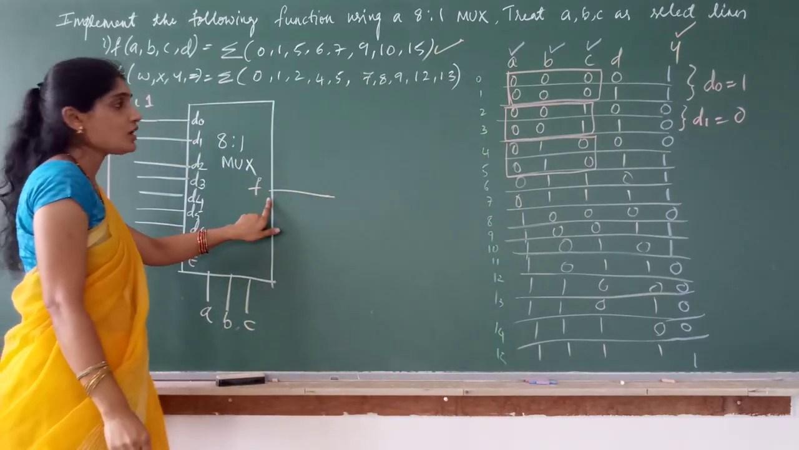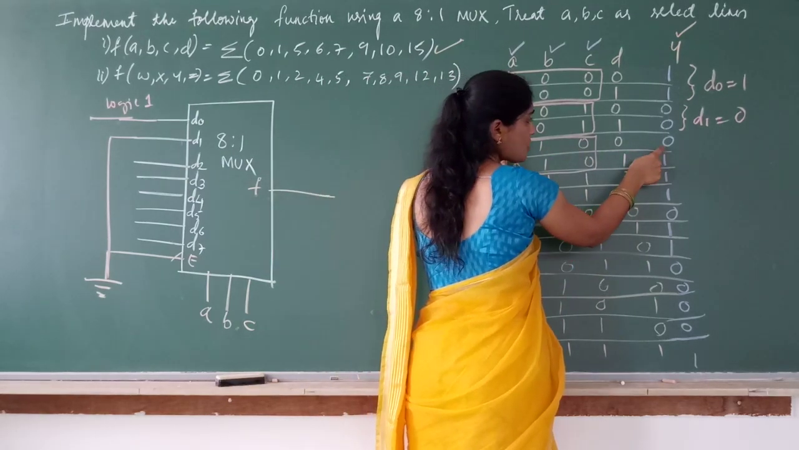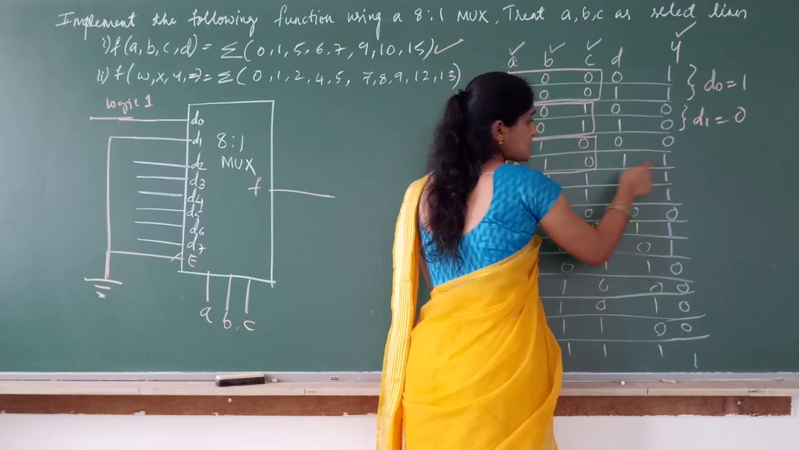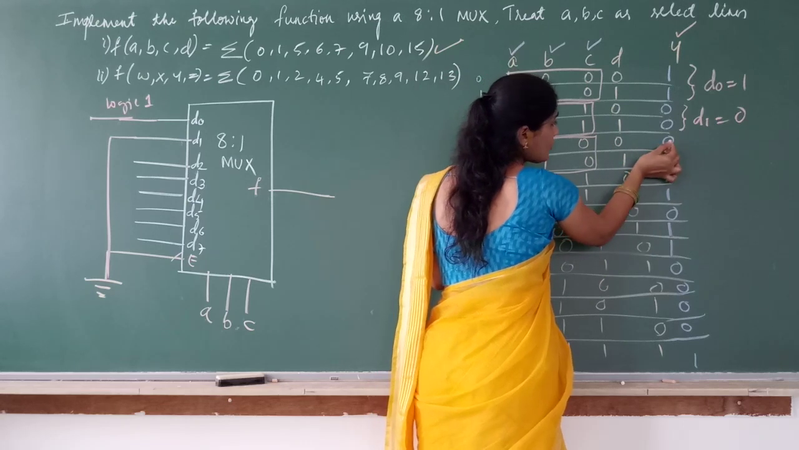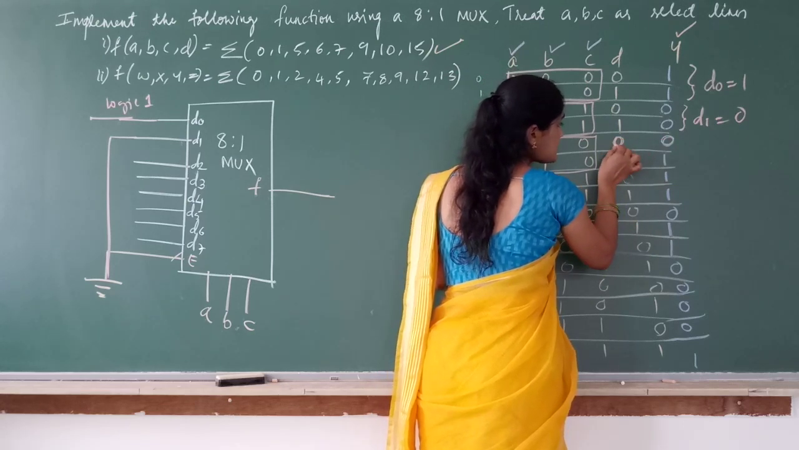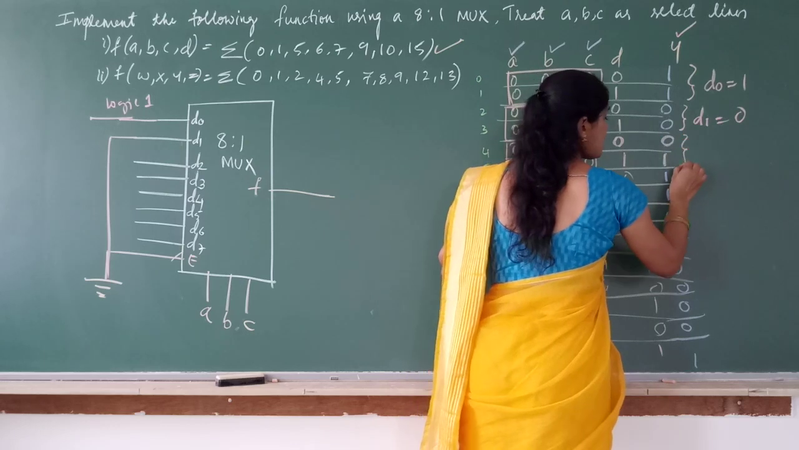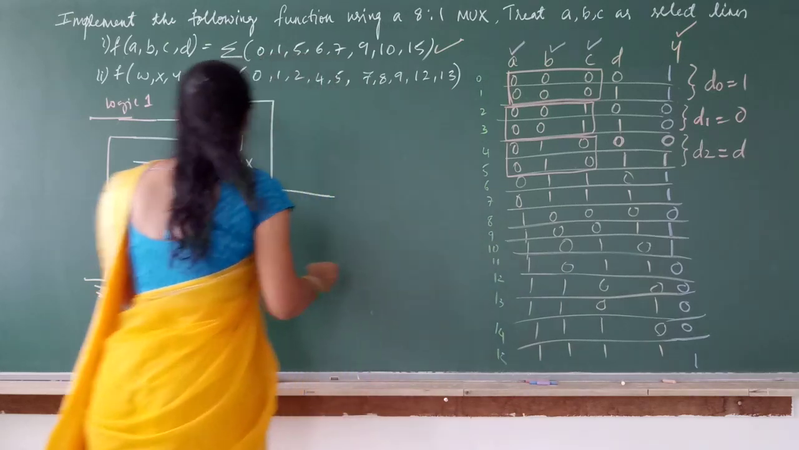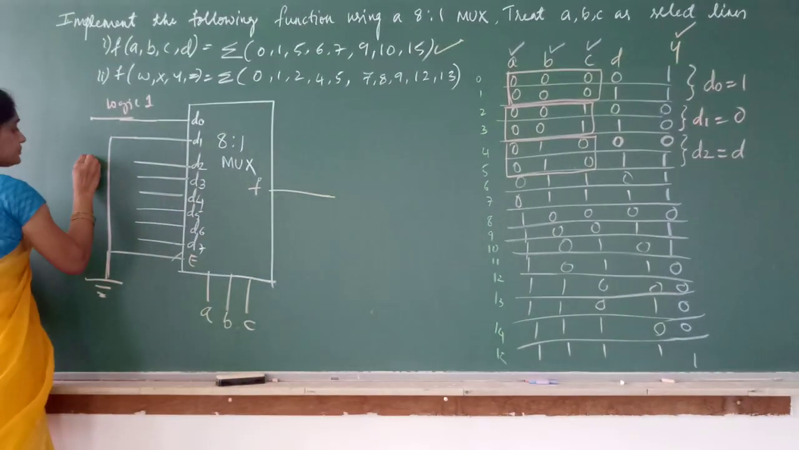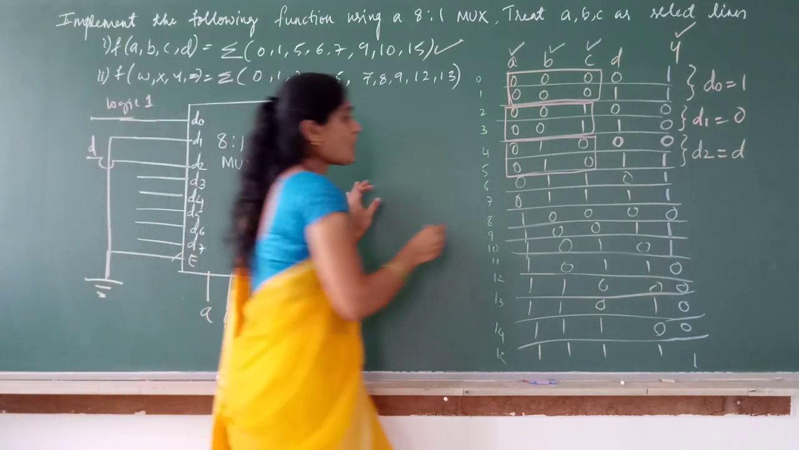D2 will be connected to the output. But look at the output function. When 0, 1, 0, for one combination output is taking 0. For the second, output is taking 1. So now we have to compare the output variable with the D variable. Now compare the output variable with the 0, 0, 1, 1. Correct? So output is same as D. So what is D2? D2 is equal to D. That is the D variable. So connect D2 to D. Correct?